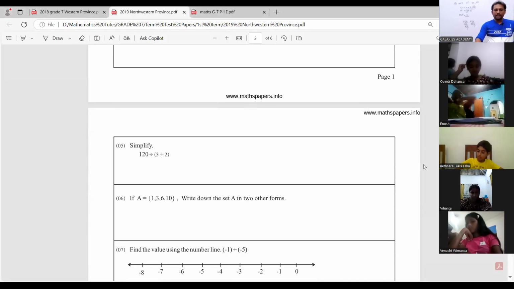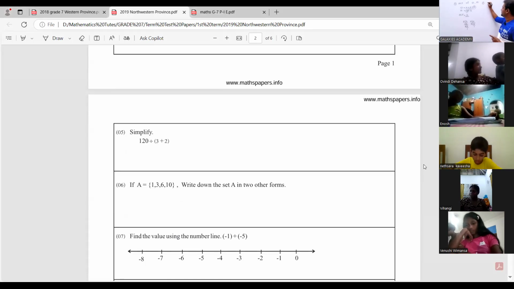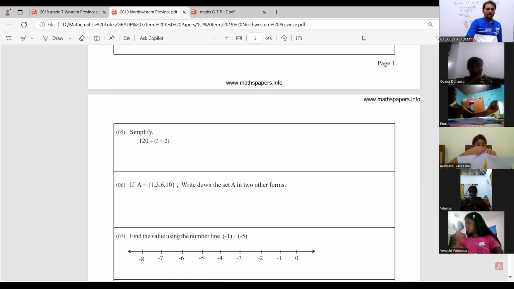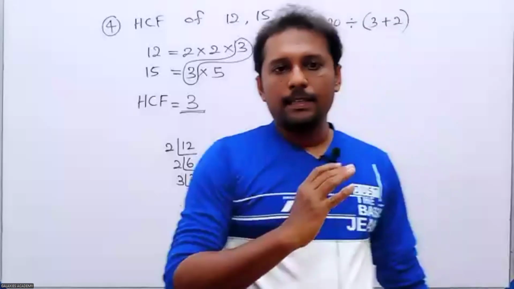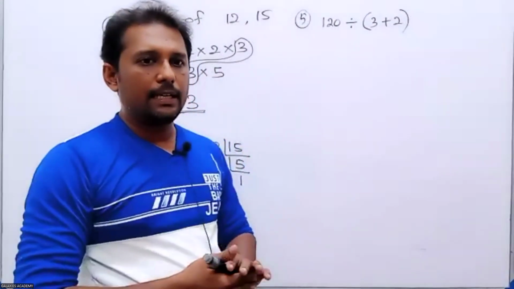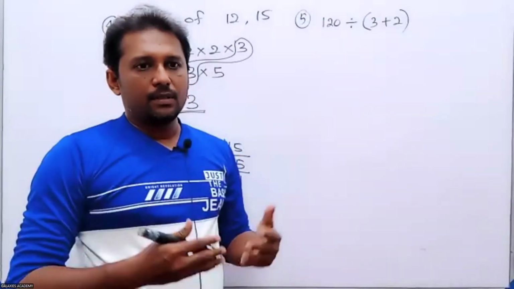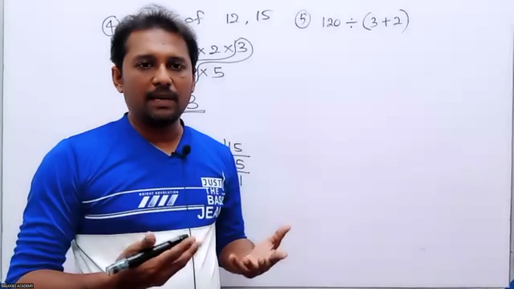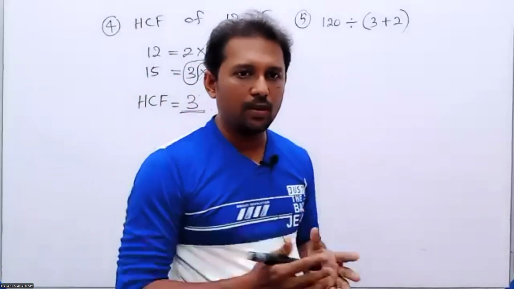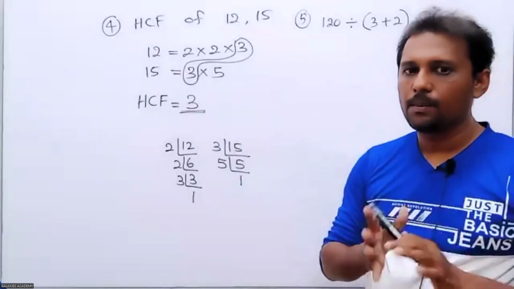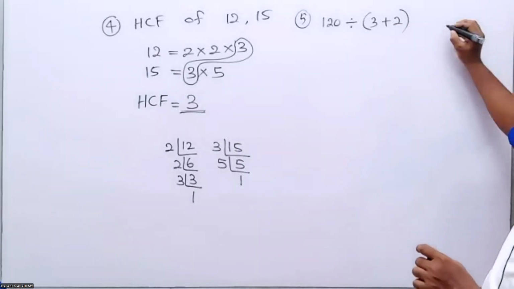Question number 5 given: 120 divided by, within bracket, 3 plus 2. Right. Do you remember this lesson? There are several mathematical operations contained in this numerical expression, no? If the expression contains several mathematical operations, you have to follow the rule. What's the rule? BODMAS rule. Yes, the rule.